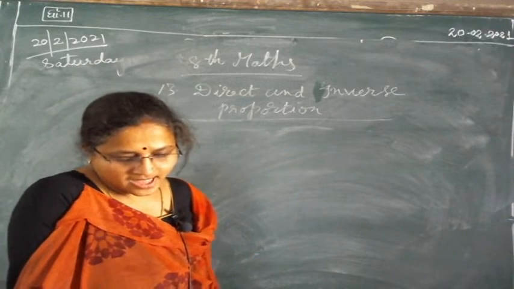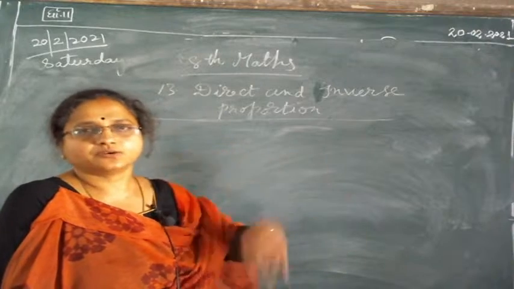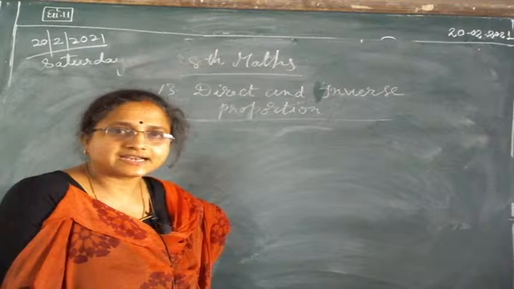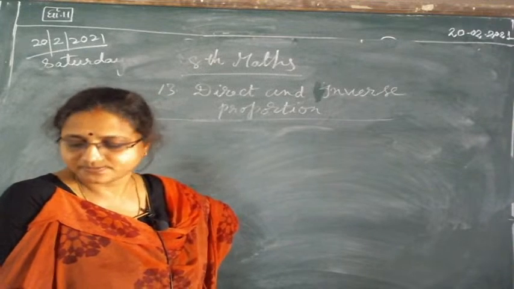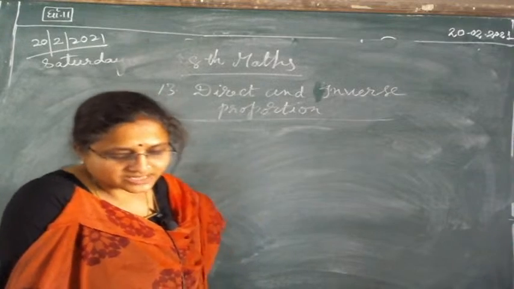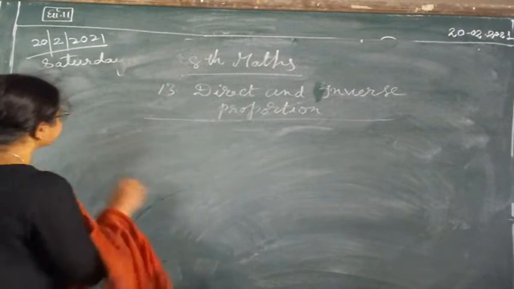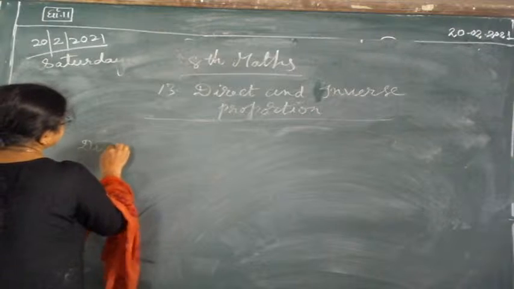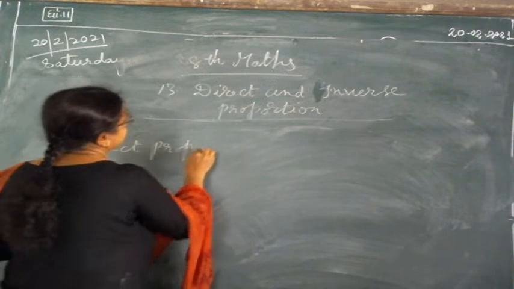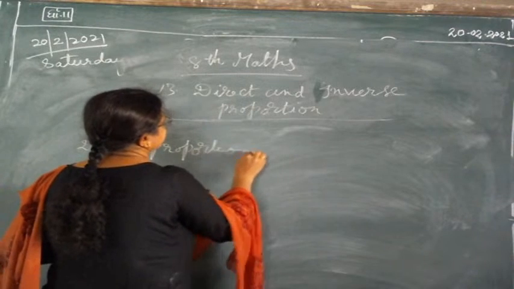Okay. Proportion is also of two types. One is direct proportion, second is indirect or inverse proportion. First, today we are going to learn about direct proportion. What is the meaning of the word direct proportion?